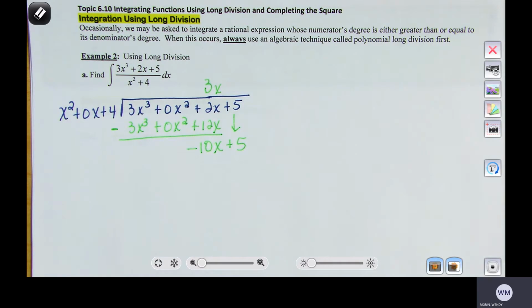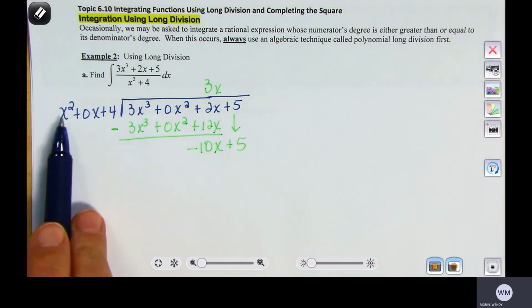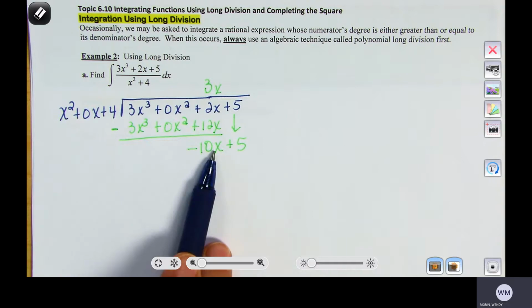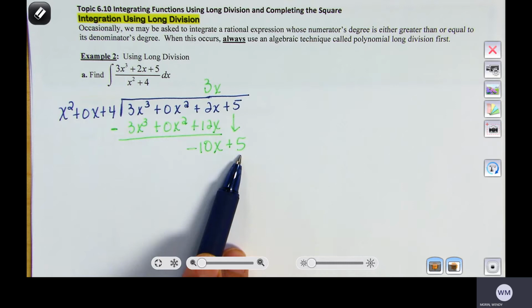Well, do we have to go again? Once this degree is smaller than this one, you're done. This is your remainder. That's your remainder.